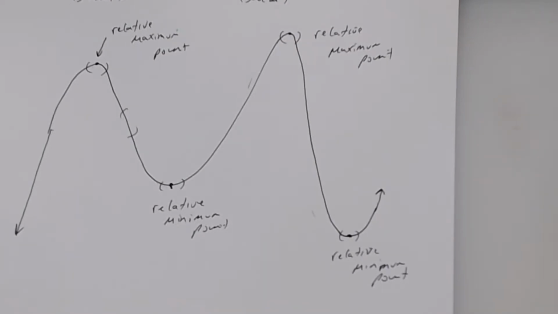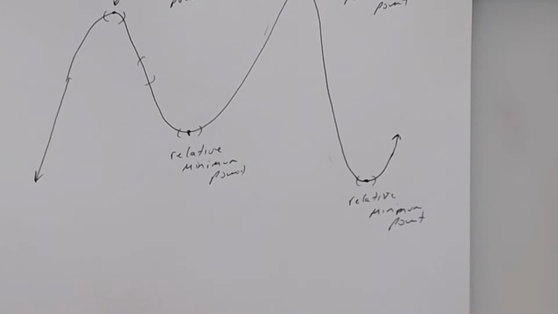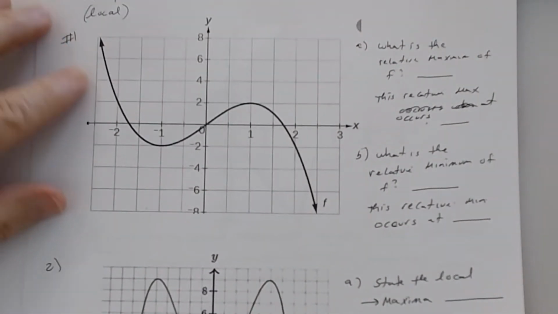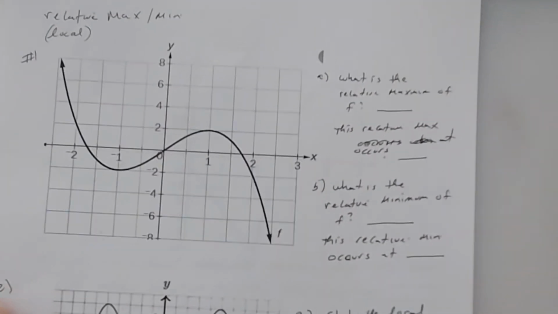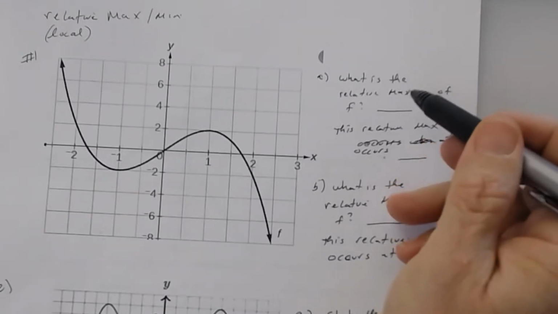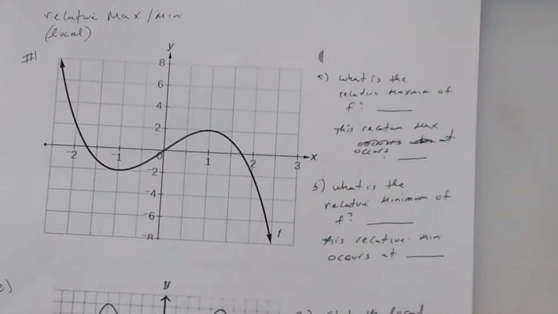All right, now let's go to the handout. So the questions will usually be stated in different ways, though. So look at number 1. So I have this function. And the question is this: what is the relative maximum of f? Now listen carefully to what I mean by that. Notice I didn't say the point. I said what is the relative maximum of f.